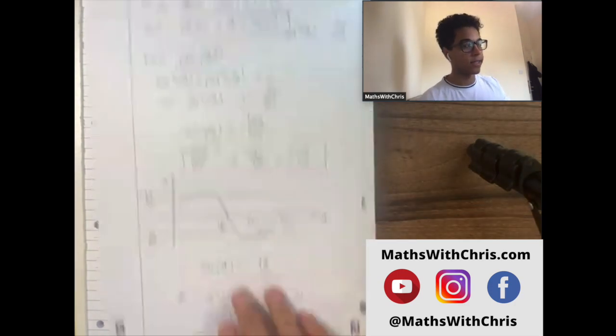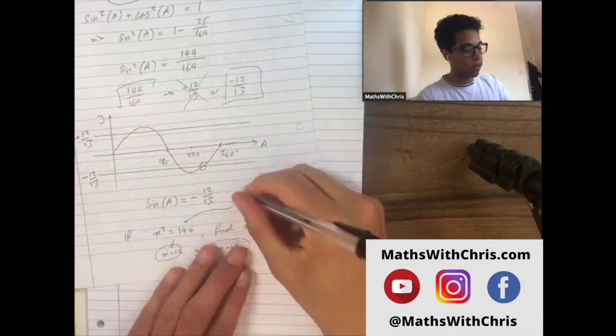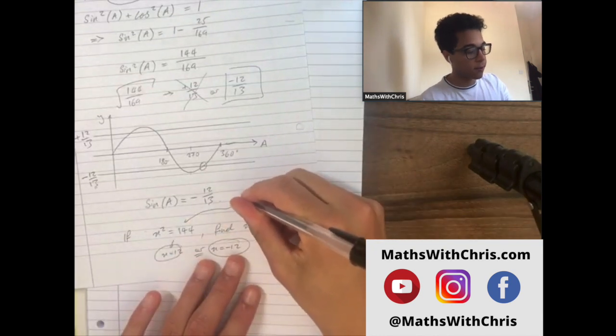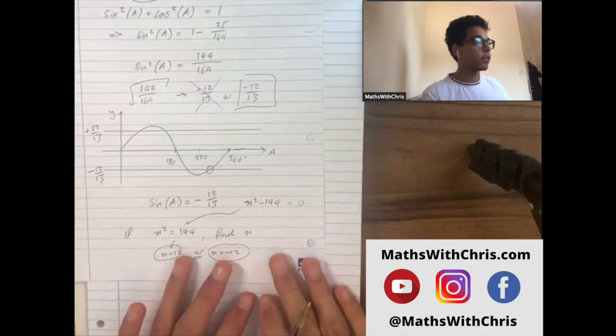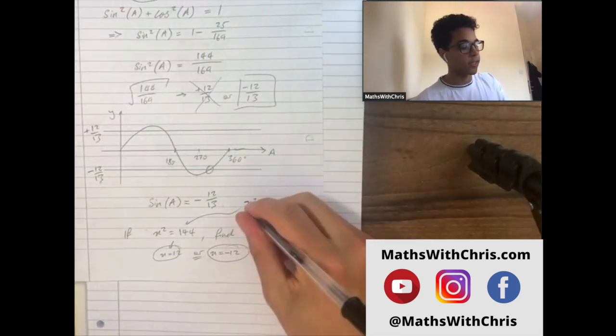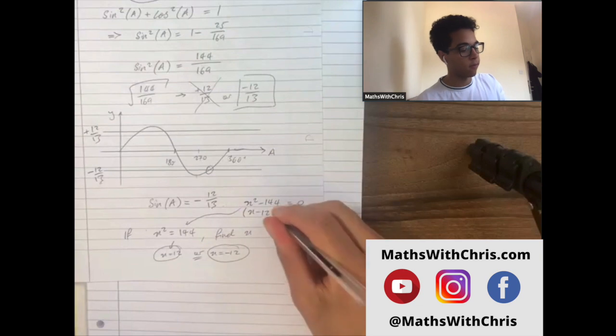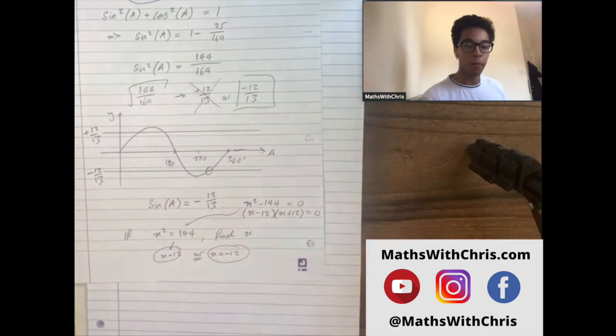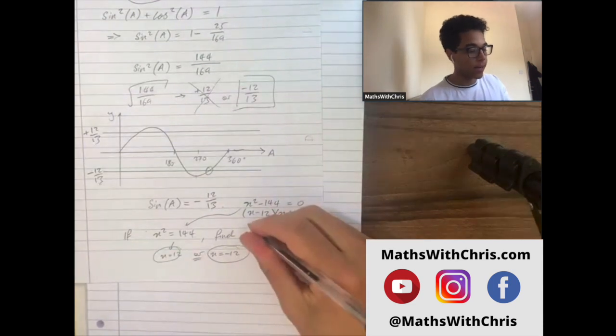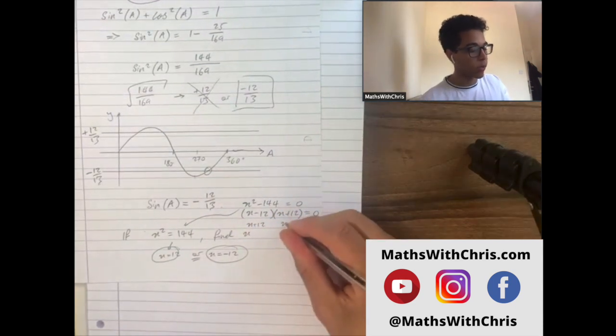So the way to really see this is to factorize. So what's that saying? That's saying x squared take away 144 equals 0. And now we've got like a difference of two squares. So this is the same as x take away 12, x plus 12 equals 0. So here we get x is 12, and here we get x is minus 12.